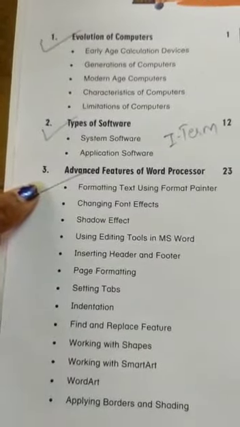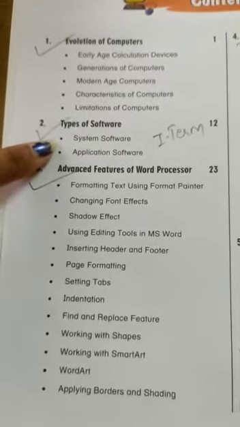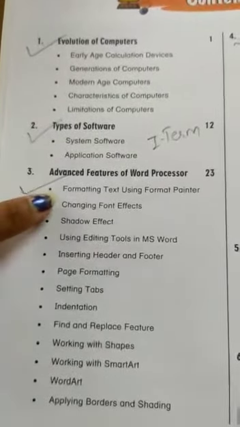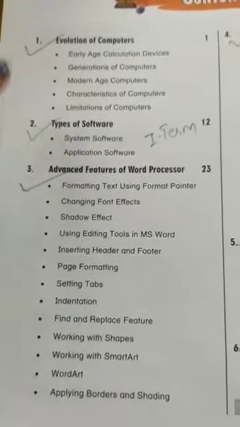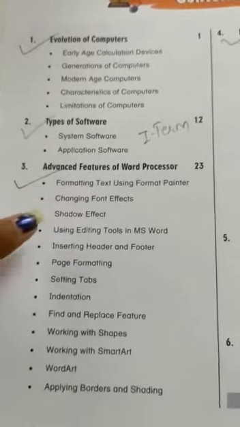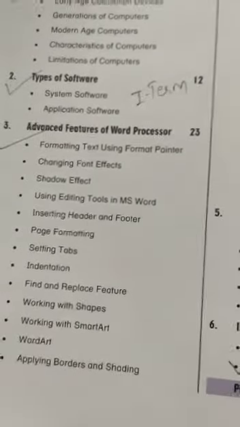What is the syllabus for first term? Chapter number 1, evolution of computer. Chapter number 2, types of software. And chapter number 3, advanced features of word processor. From these 3, we have completed 1 and 2. Now 3 will be going on. Already we have started. So now come to chapter number 3, advanced features of word processor.